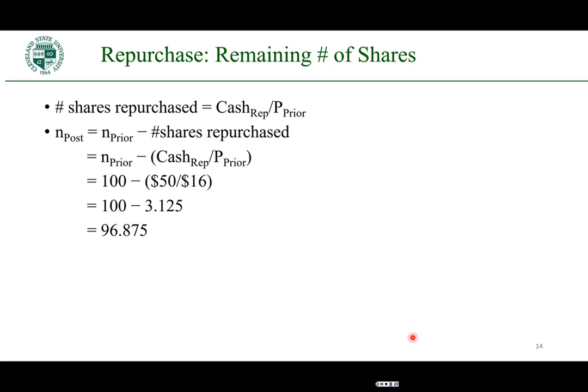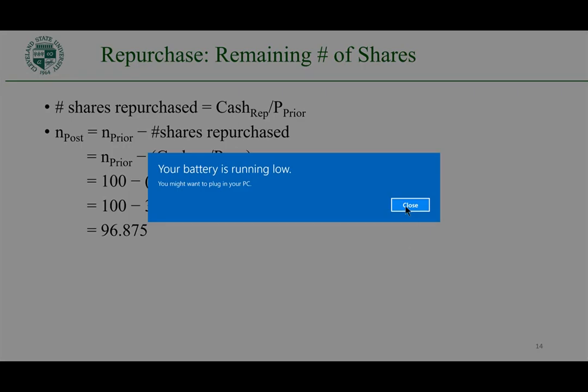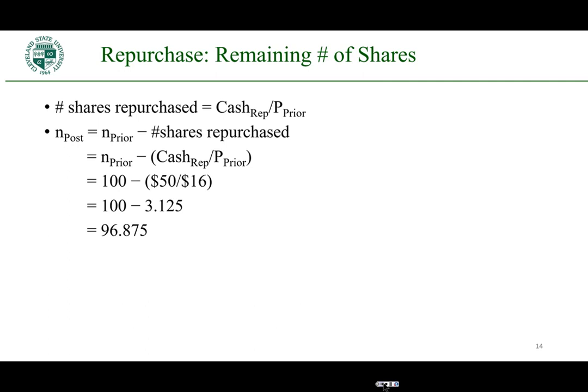The key about repurchases is that, wow, I just got a low battery warning and I plugged in the cord, so we're good.